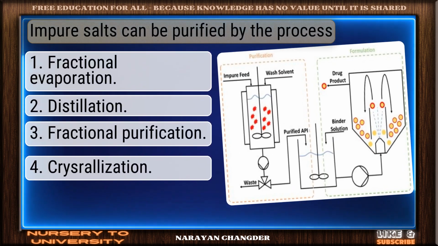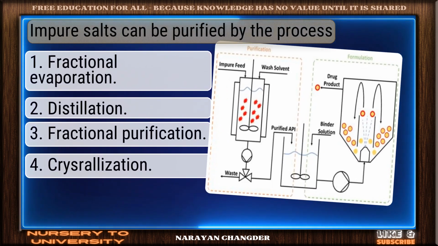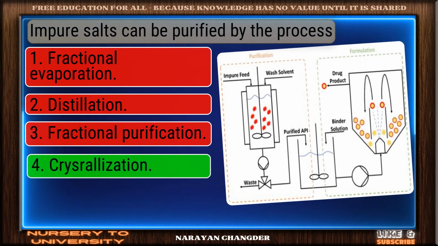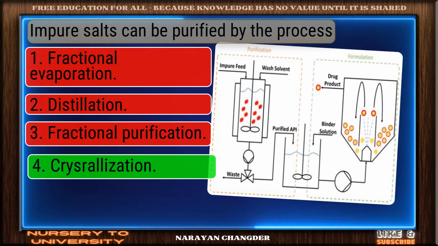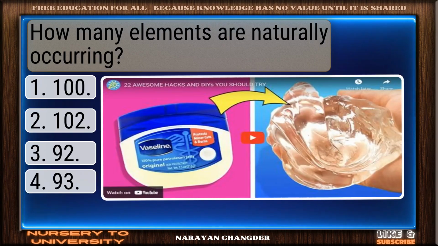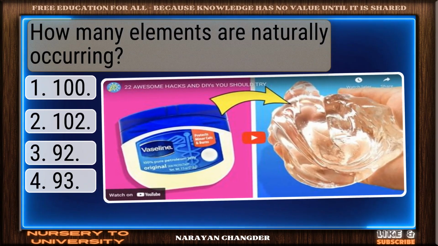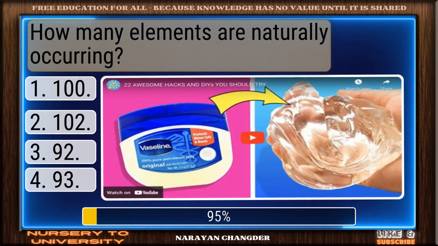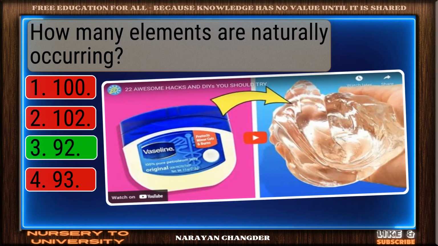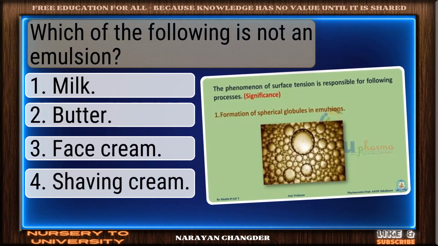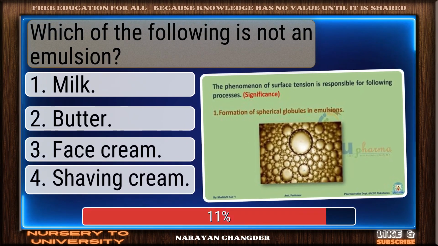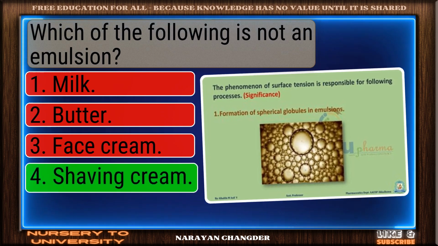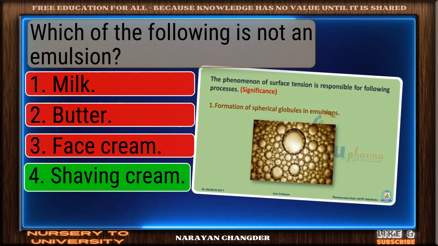Question number 213. Impure salts can be purified by the process. Correct. Crystallization is the right answer. Question number 214. How many elements are naturally occurring? 92 is true. Question number 215. Which of the following is not an emulsion? Right again. Shaving cream is a valid answer.